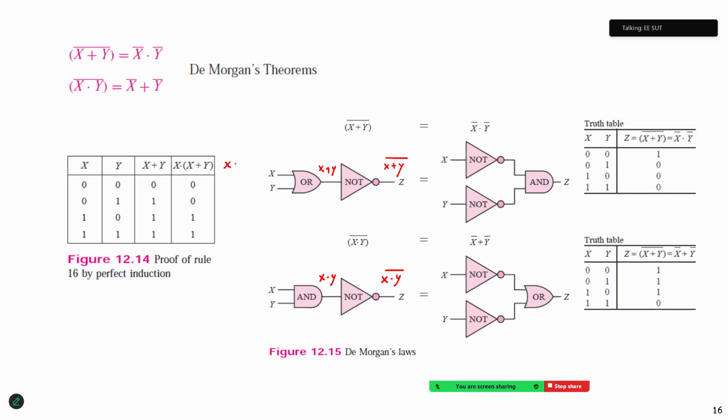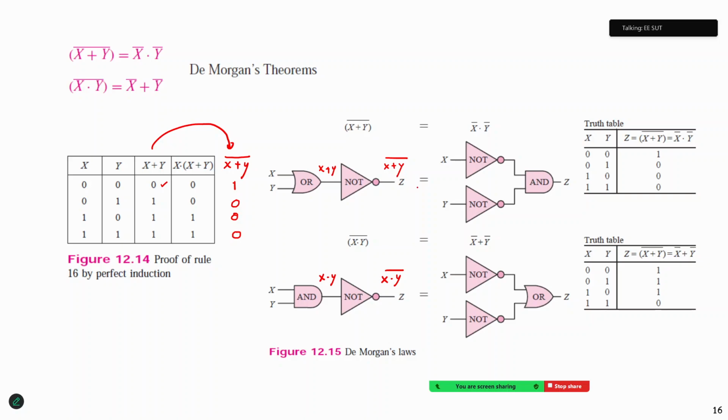If I draw X plus Y inverse, NOT of X plus Y: if X plus Y is 0, its inverse would be 1, right? If it's 1, the output would be 0. If it's 1, the output would be 0. So for X or Y inverse, it is 1, 0, 0, 0, right?